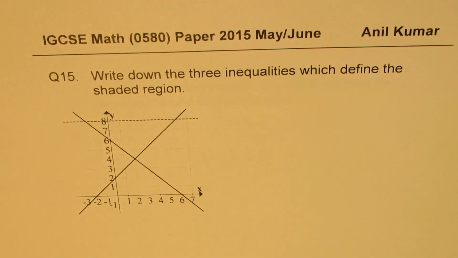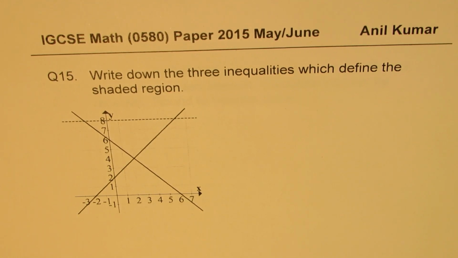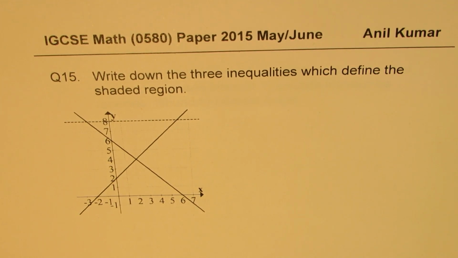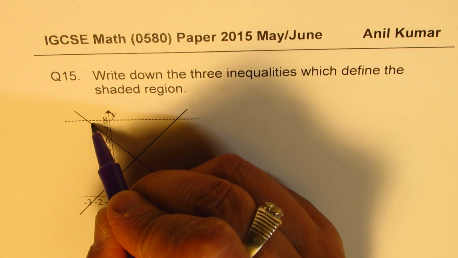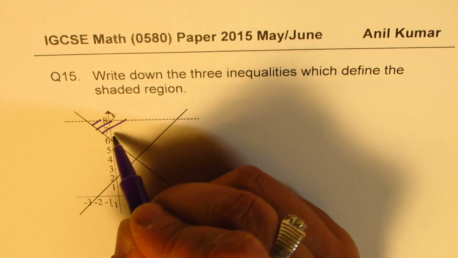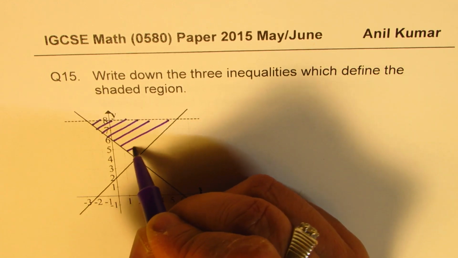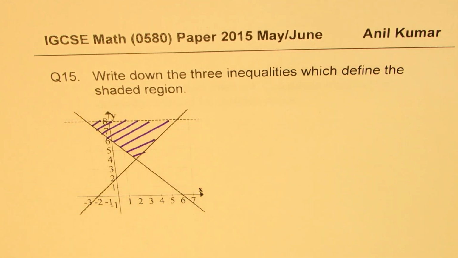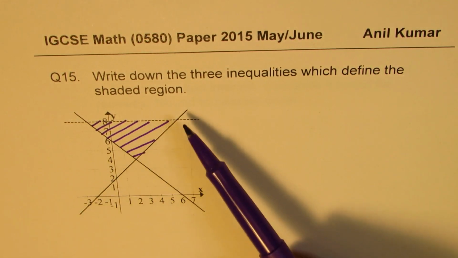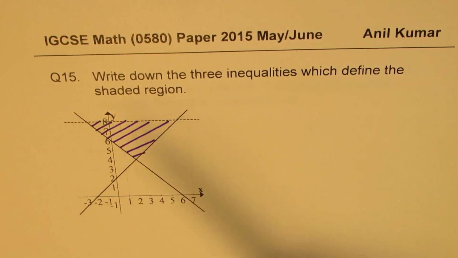Okay. Question number 15. Write down the three inequalities which define the shaded region. I didn't shade it, so let me shade it now. So this is the shaded region. Dotted line means it is not included. Perfect. So we have three lines here: one solid, second solid, and a dotted line. Now we need to write three inequalities which define the shaded region.